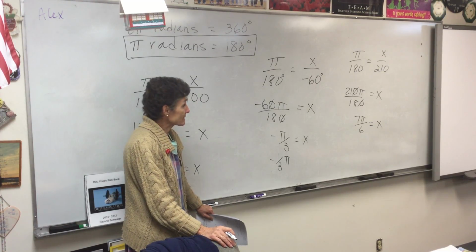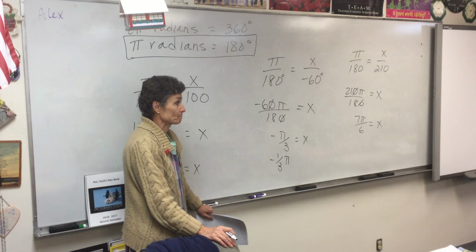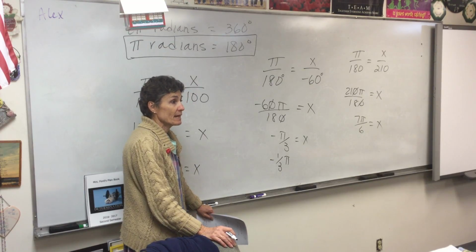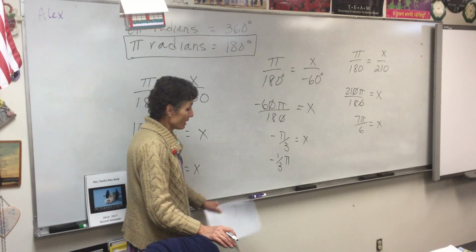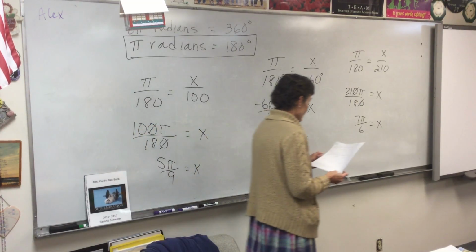What do you think? I got 7 pi over 6. What about you? Anybody have a question about that? A problem? Concern? Everybody okay with that? All right, let's look at part 2 then.